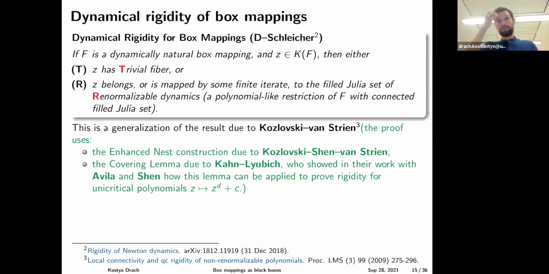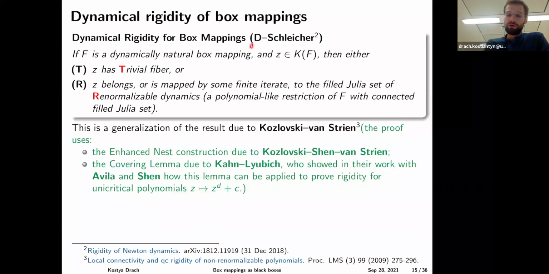So this theorem says that in this world, we have two alternatives. Either we understand completely what's going on, or we are dealing with a polynomial-like map, and hence we can use a lot of knowledge that we know so far about polynomials.